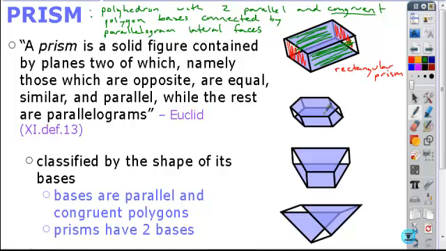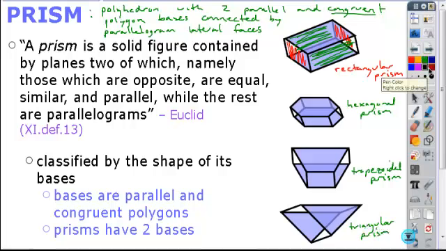So what would be the name of this second example? Hexagonal prism. The next one is a trapezoidal prism. And the last one is a triangular prism.